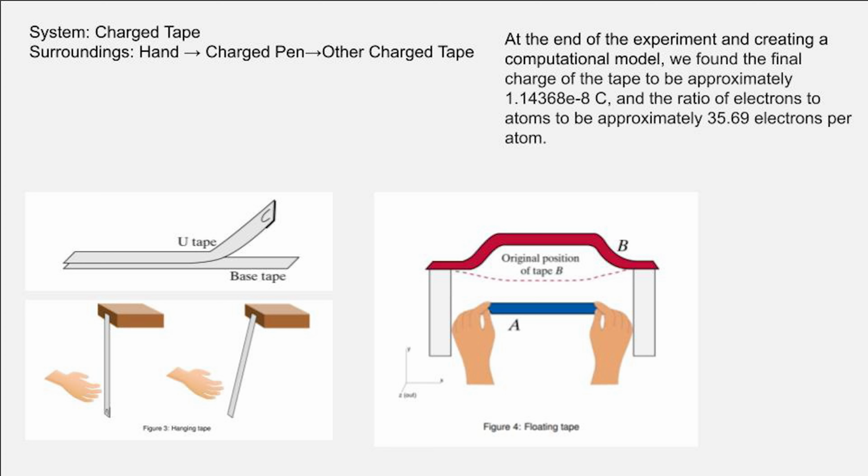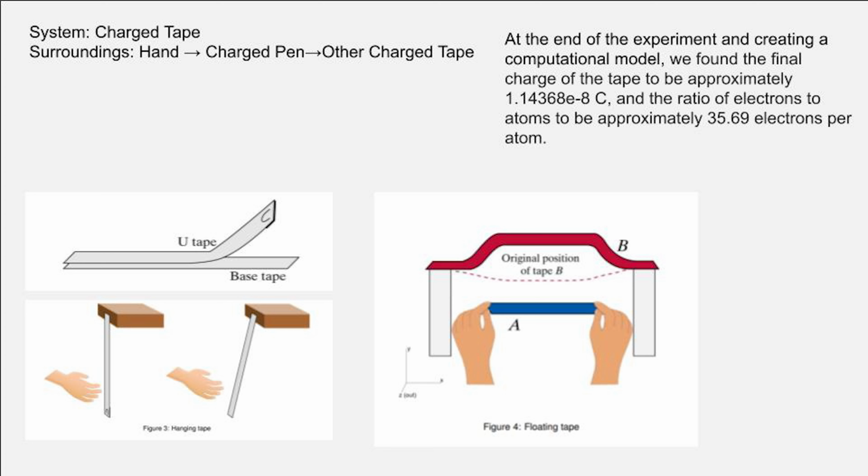In this experiment, the system is a charged piece of tape, which we use in 3 different trials. The surroundings in the first trial is your hand, where we take the piece of tape and rip it off of another piece of tape and then hang it from the table. As we move our hand closer to the table, we get to observe the electric force be applied as the electric field of the tape induces a temporary dipole in our hands, causing them to attract. The tape actually moved towards our hand.